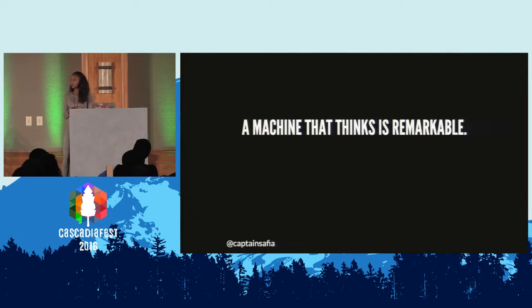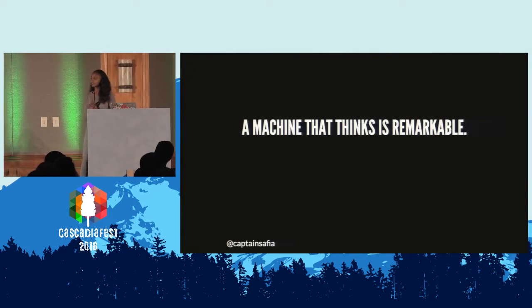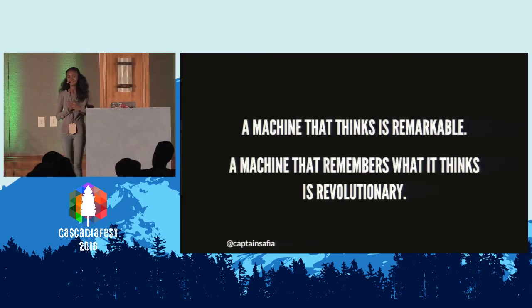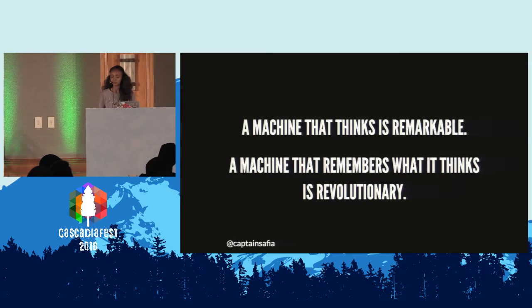Turing's idea was remarkable. A machine that can think is remarkable. Von Neumann took it further. A machine that can remember what it thinks is revolutionary. And if the past 80 years of history have been indicative of anything, a machine that can think is indeed revolutionary. And today I want to talk about the work that computers do to remember, how they manage memory, and how we can build memory-performant applications in JavaScript and Node.